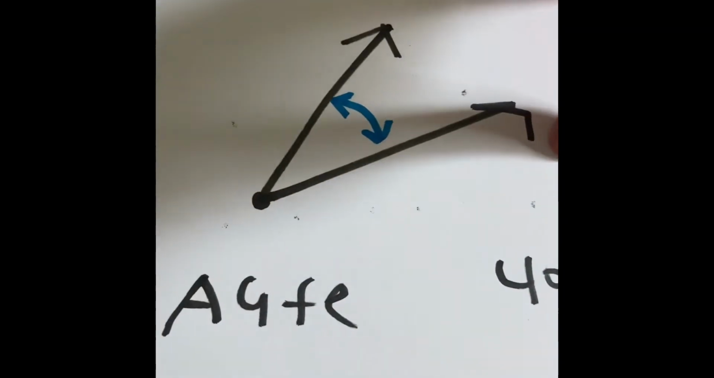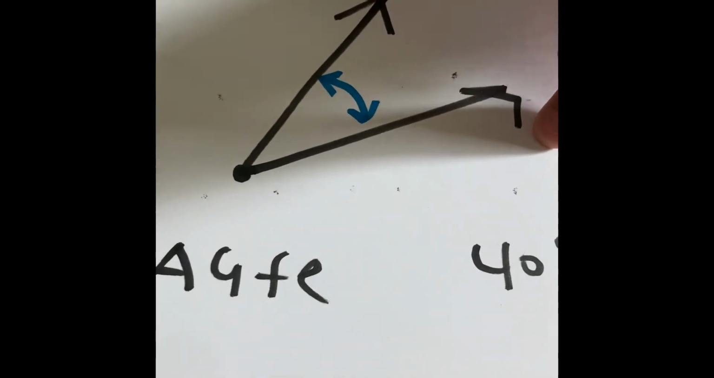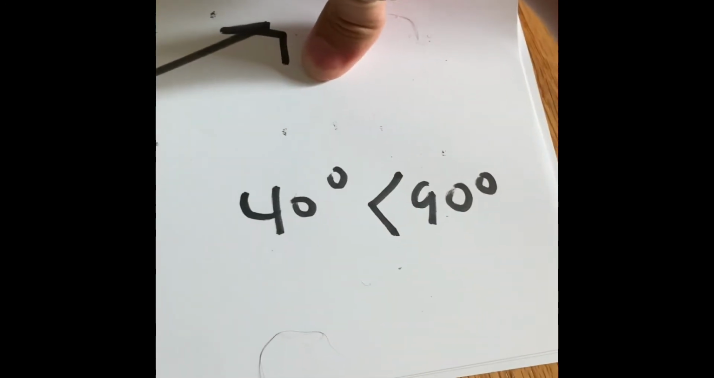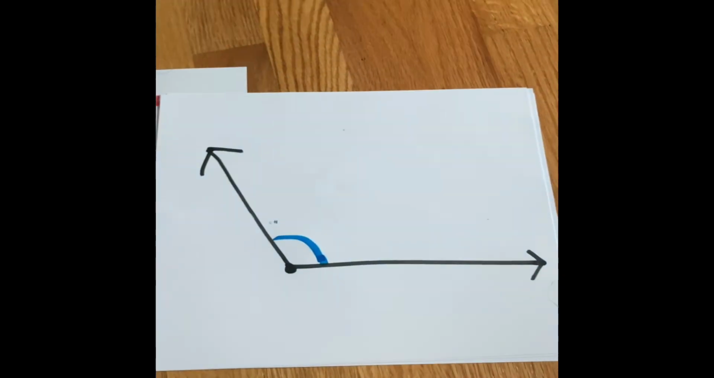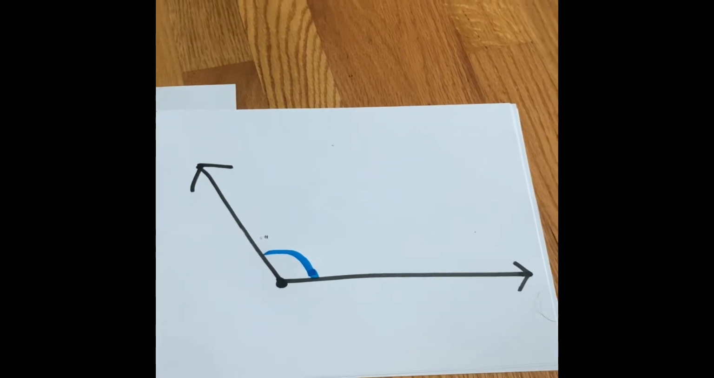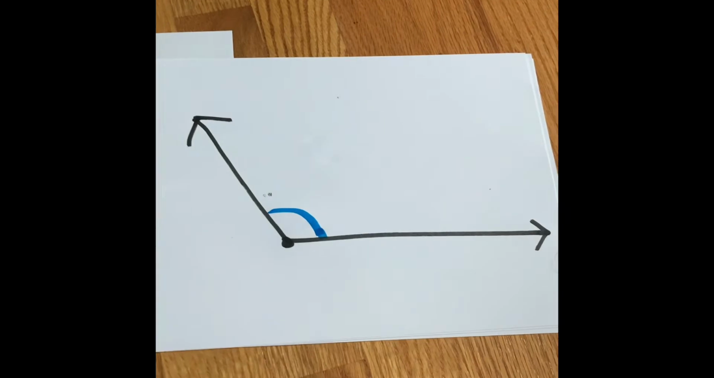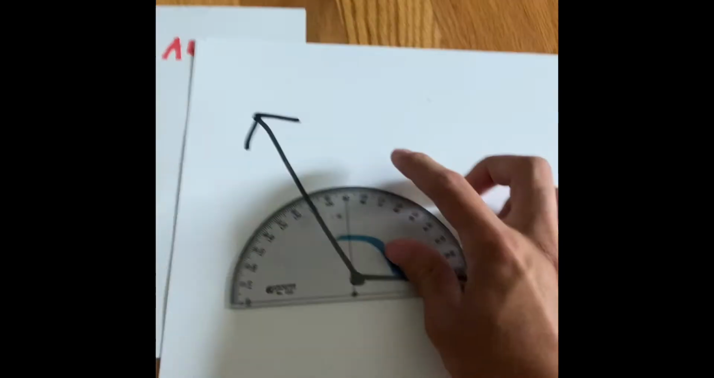So, moving on. If we have an angle that is less than 90 degrees, what happens if we have this kind of angle? This kind of angle looks a little bit wider than the last one. Let's use the protractor and see what happens.